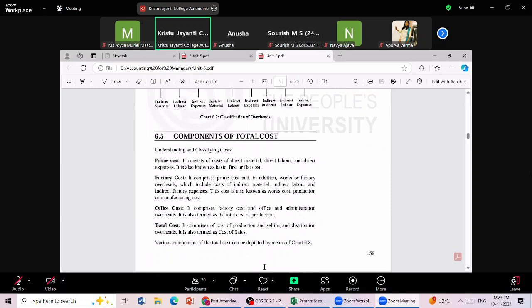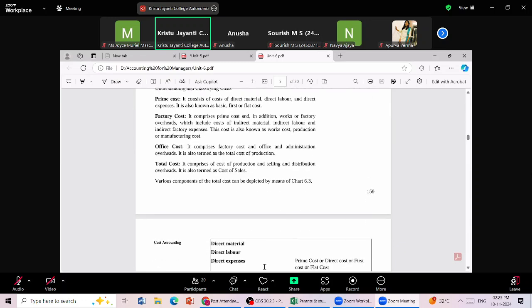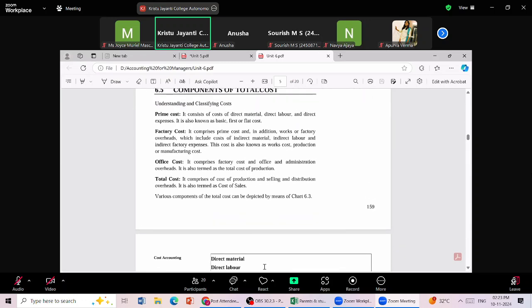So components of total cost, there are a few costs which you need to understand. These are the costs you use for preparing a cost sheet. The first one is prime cost. For prime cost, you add all your direct material, direct labor and direct expense. What you get is called prime cost. After getting prime cost, when you add all your indirect material, labor and other things, what you get is factory cost.